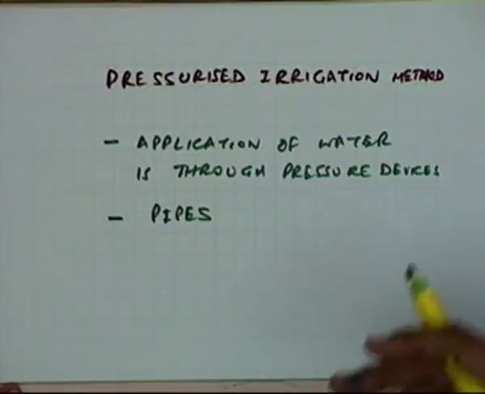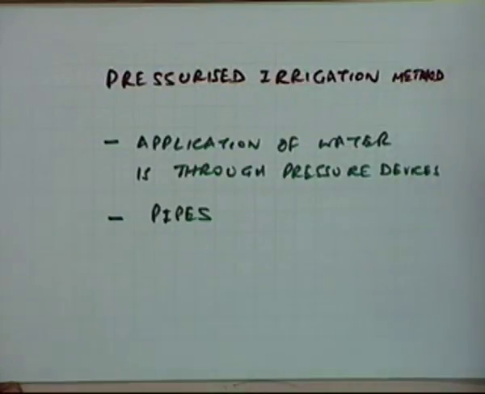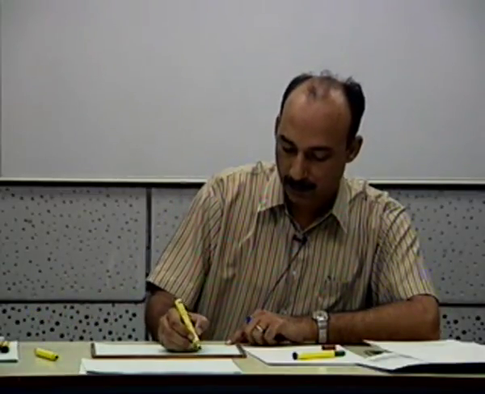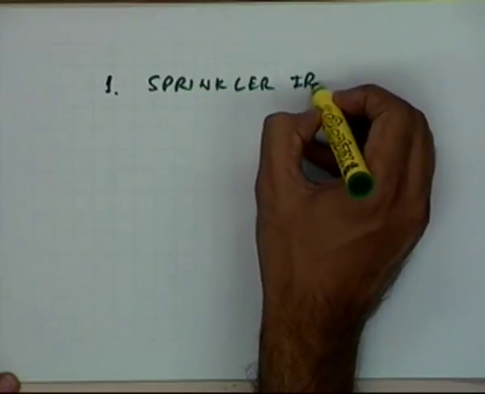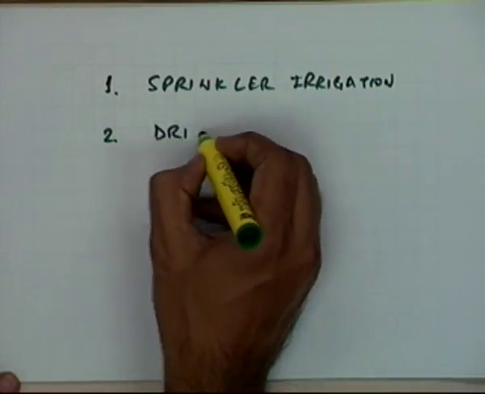There are many different variations of this pressurized irrigation method. There can be different categories. They depend either on what type of devices you are using, or on the order of magnitude of the pressure. That is how the devices will also be varying. There are many, many classes of such systems, but the two which have become highly popular, we'll discuss those. The first one is the sprinkler irrigation system, and the other one is drip irrigation.